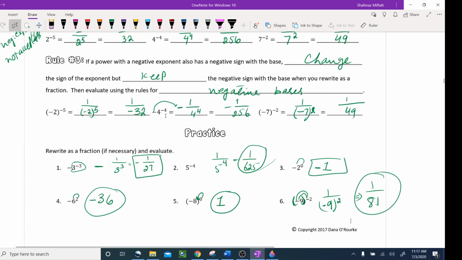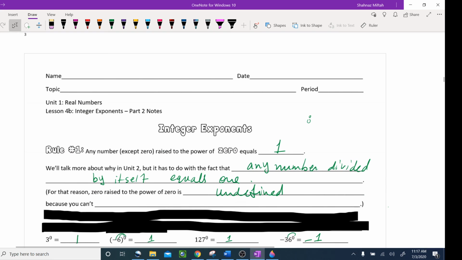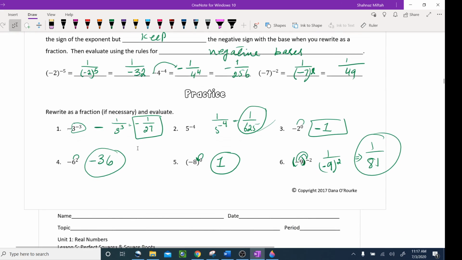Okay, so this was lesson 4b that we did. And then, I mean, we can do more examples.